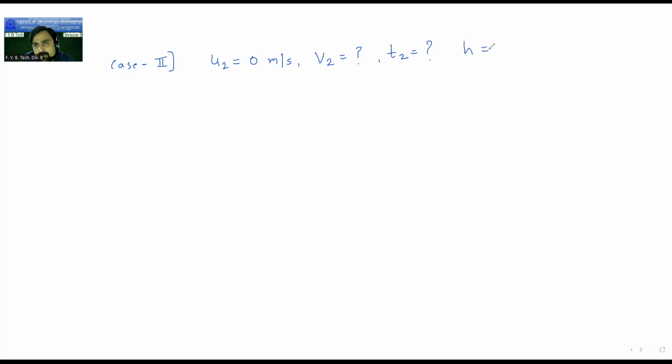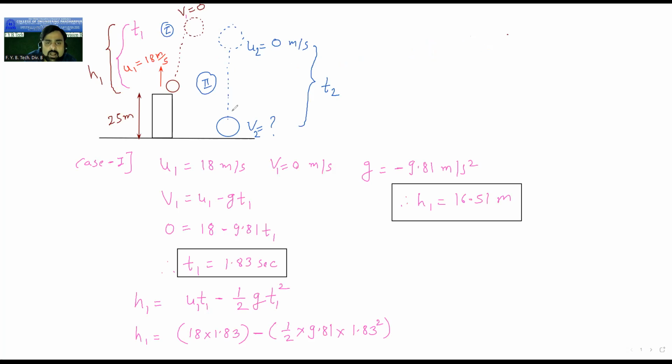Then height. Now see here, this total height, how much is it? What is this total height? This total height is equal to the height of the building. What is the height of the building? 25. And beyond that, where it reached 0, that is h1 above. How much is h1? 16.51. So how much is the total height? Then what is this total height? This total height h2 is equal to 25 plus 16.51. So how much is it? 41.51.